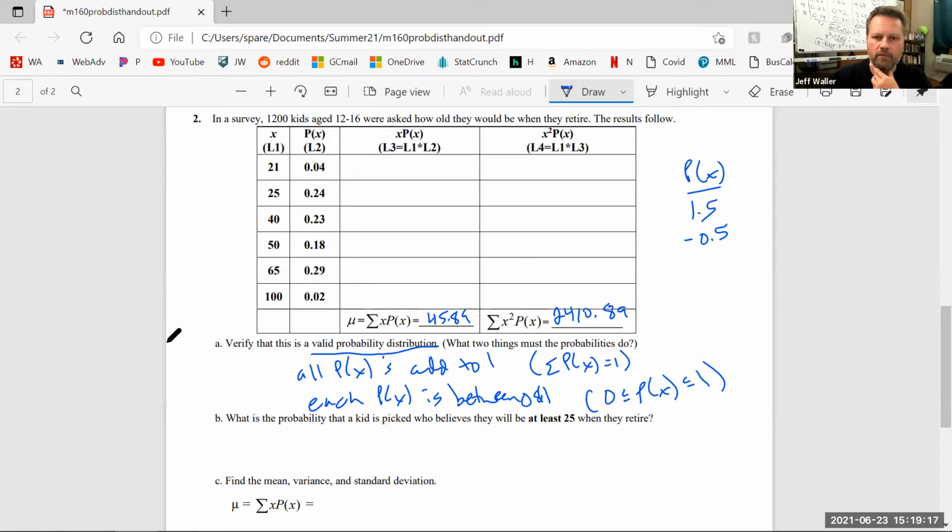Did somebody have a quicker way to do it? You could do 1 minus 0.04. Yeah. So you could totally add these up. That's exactly what the problem's asking for. Or you could do 1 minus this, because that's the only thing it leaves out. Either way, you get 96%, right? That's kind of related to the at least one thing that we did yesterday. So 96% chance that we get a kid who thinks they'll be at least 25.